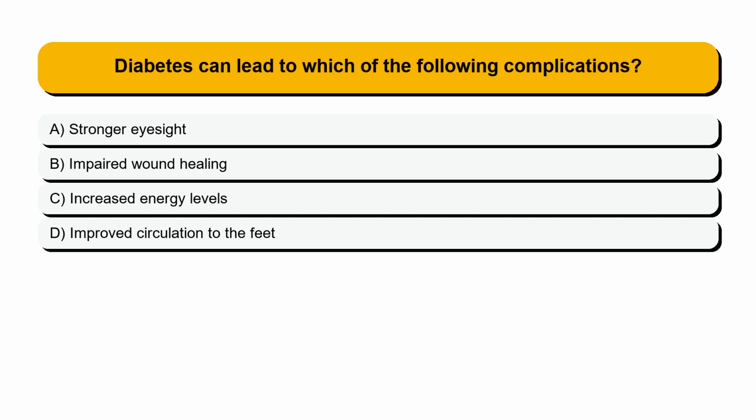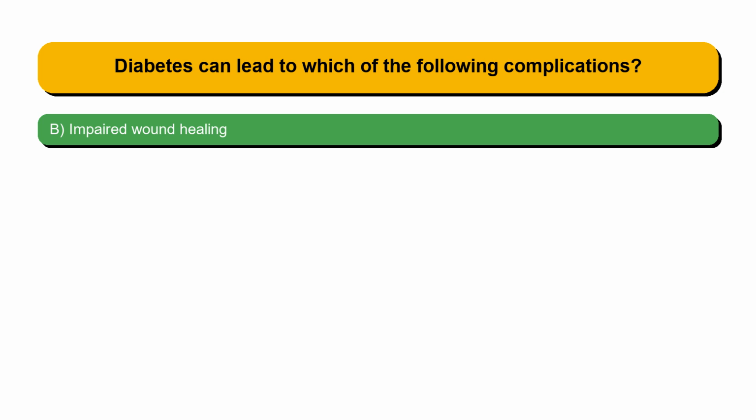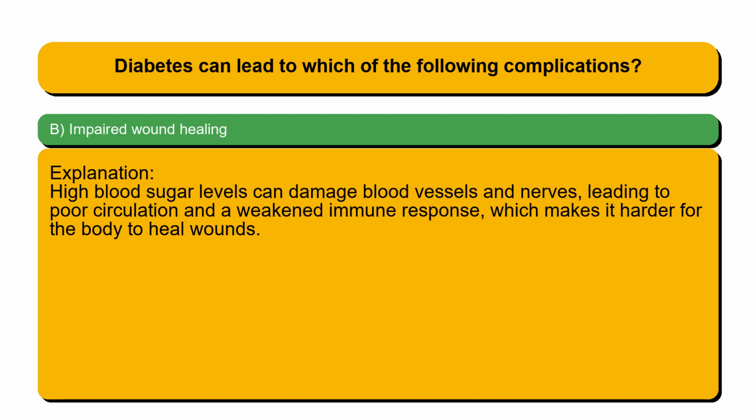Question 28. Diabetes can lead to which of the following complications? Option A. Stronger eyesight. Option B. Impaired wound healing. Option C. Increased energy levels. Option D. Improved circulation to the feet. The correct answer is option B. Impaired wound healing. High blood sugar levels can damage blood vessels and nerves, leading to poor circulation and a weakened immune response, which makes it harder for the body to heal wounds.